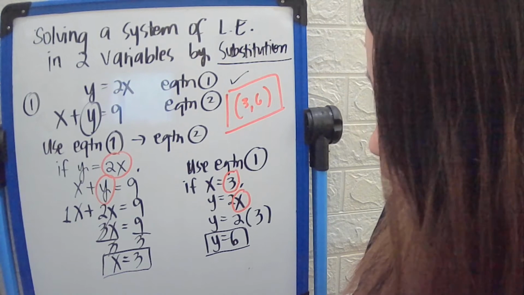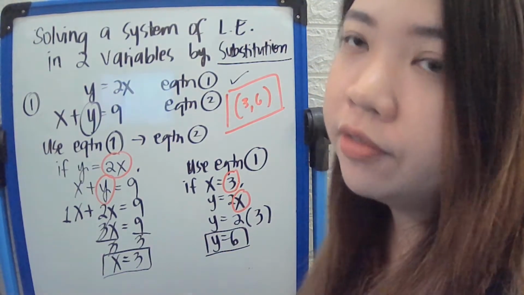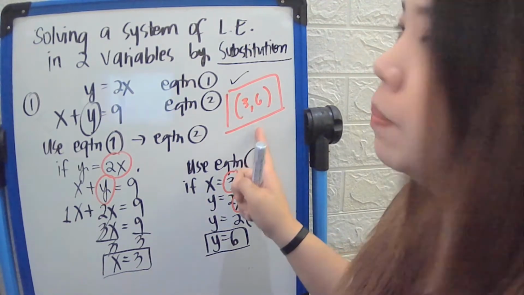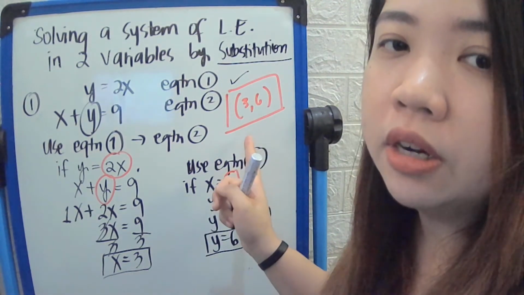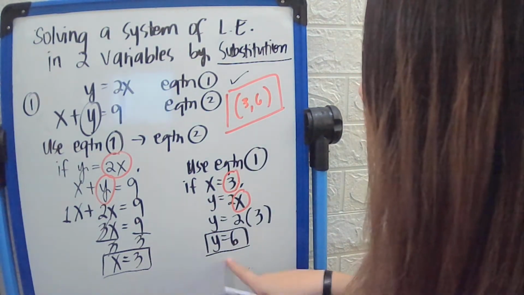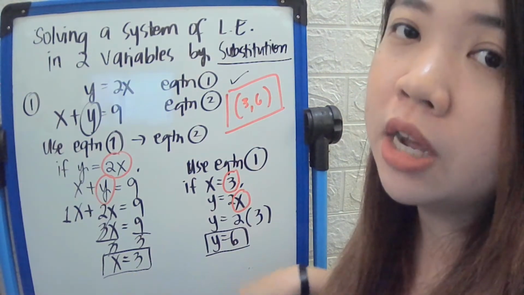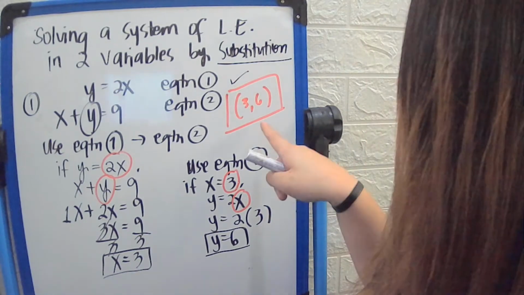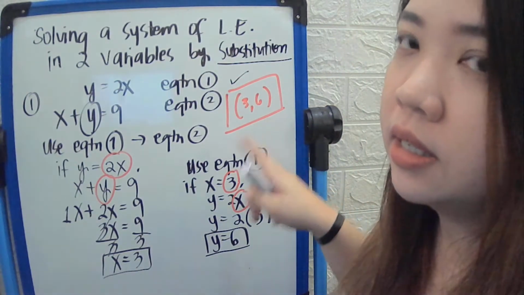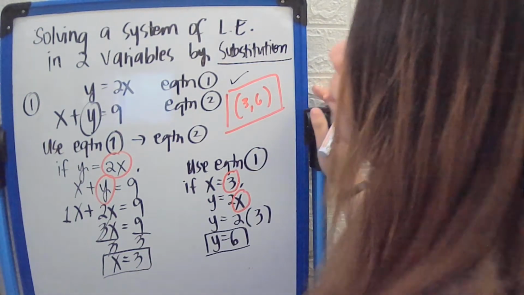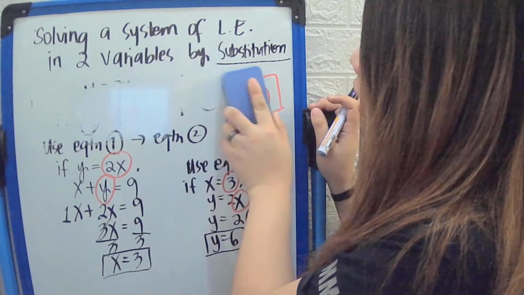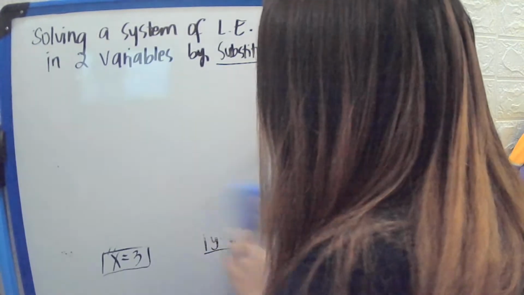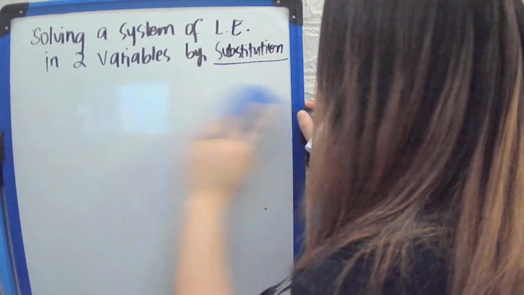So, meaning to say, if you are to graph the system of linear equations here, magmi-meet sila sa point (3, 6). Ito yung point of intersection nila. Kasi as you can see, isang point or isang ordered pair lang yung nabuo natin. So, intersecting lines sila. At magmi-meet sila sa point (3, 6). Okay? Now, I'll give you another example na medyo tricky para gamitan ng substitution.